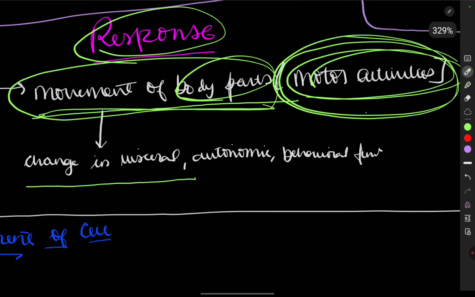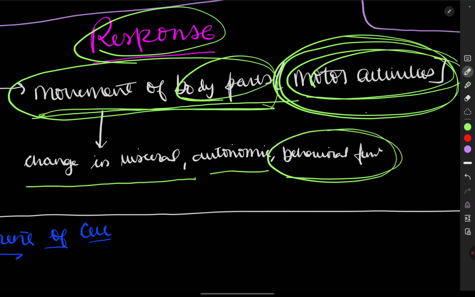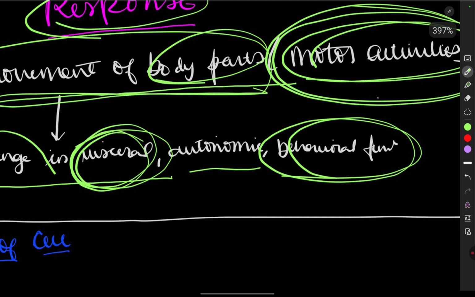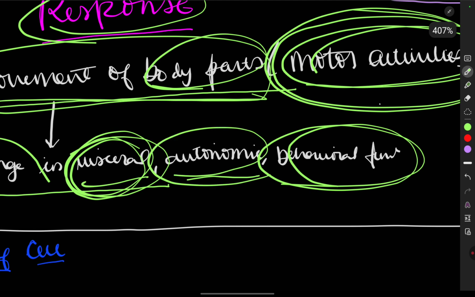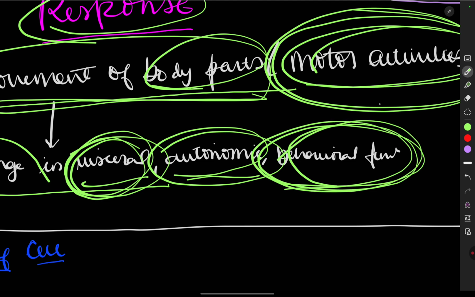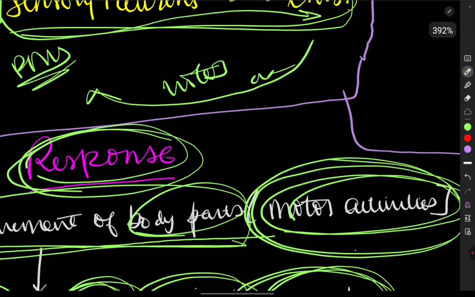Change in visceral, autonomic, and behavioral function. Okay, it leads to change in the visceral function, like the pumping of the heart and the breathing. Autonomic, like sympathetic discharge and maintenance of the parasympathetic discharge, and the behavioral function of the person. Okay, this is all called the response.